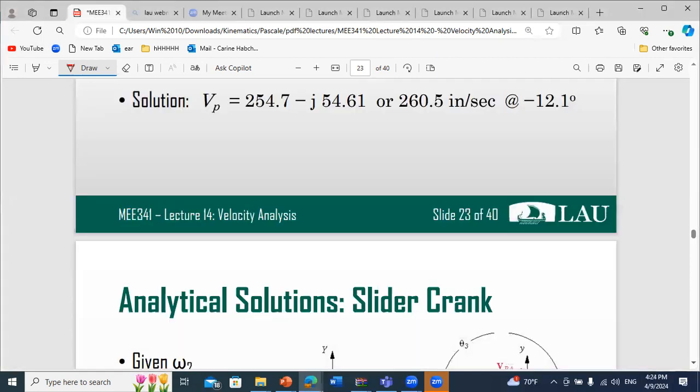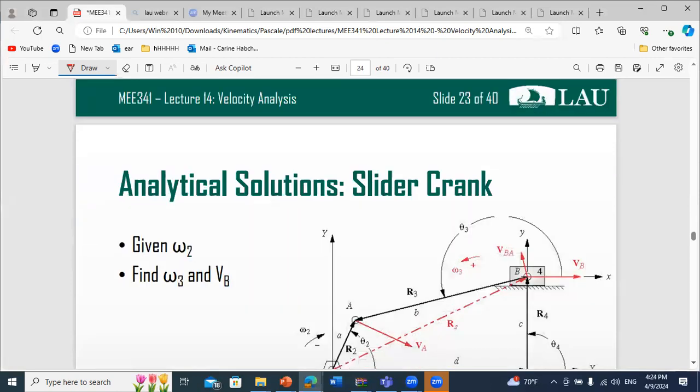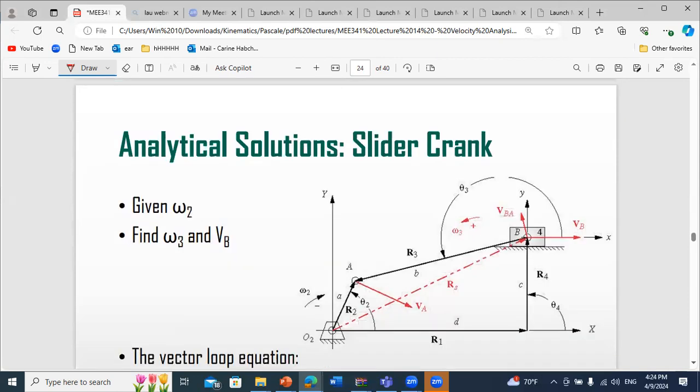Okay. Now, another type of problems, we have already also solved this problem in the case of position analysis, which is called slider crank system. So here all we have to do, as we said, is to detect the loop of vectors. Then we should ask ourselves which vectors have variable magnitude or variable angle.